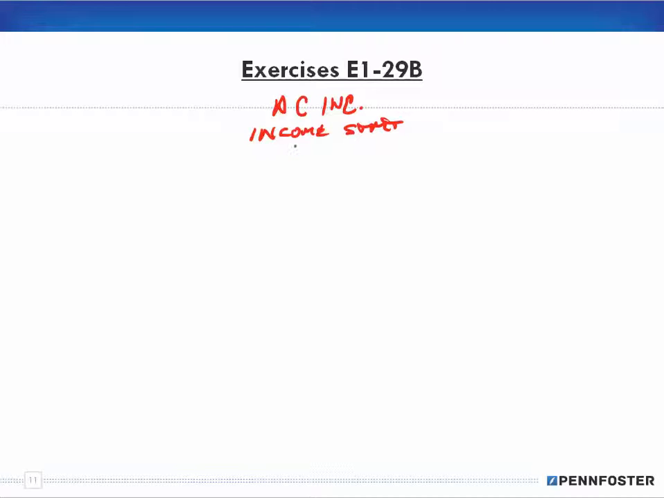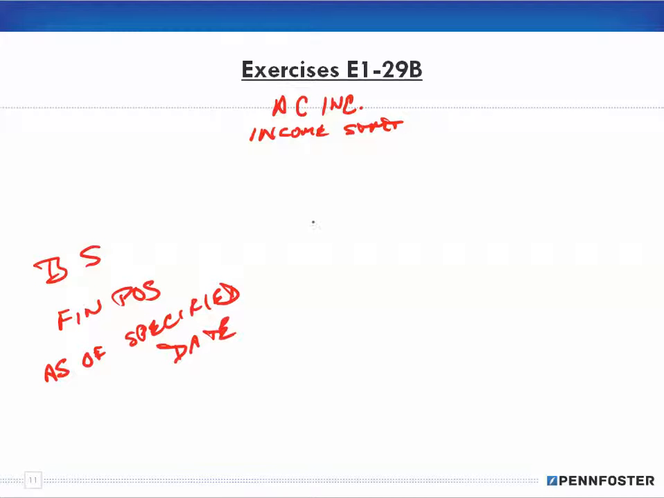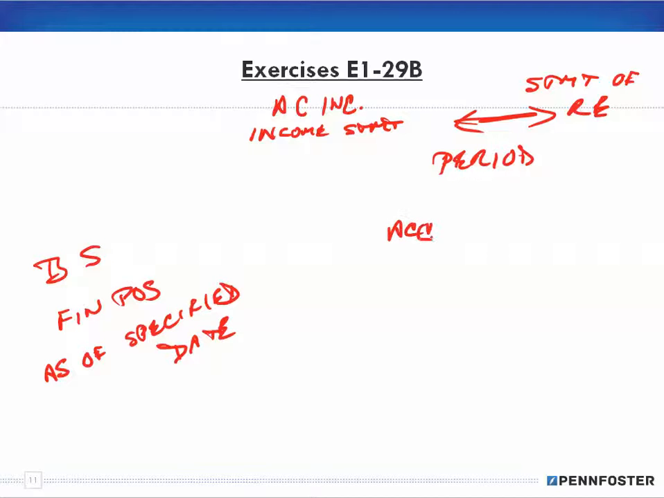Okay, and the date. Now, on the balance sheet, remember the balance sheet shows the financial position of the company. So it's as of a specified date. Okay, but for both the income statement and the statement of retained earnings, both of these are for a period of time. Okay, why? Because it's showing the operation of the business. And when we look at the operation of the business, we look at it in periods of time, meaning if, let's say, our accounting period is monthly.